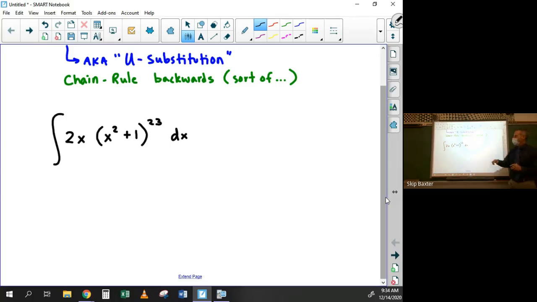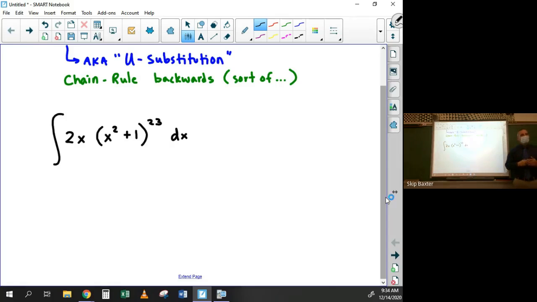Like, you know that to get the 23rd power, it would have had to originally have been a 24th power, right? But then you would have had a factor of 24, which isn't here, if you were to take its derivative. So, I mean, you can sort of think about how this is kind of like the chain rule. 2x is the derivative of x squared plus 1. So that's kind of nice there.